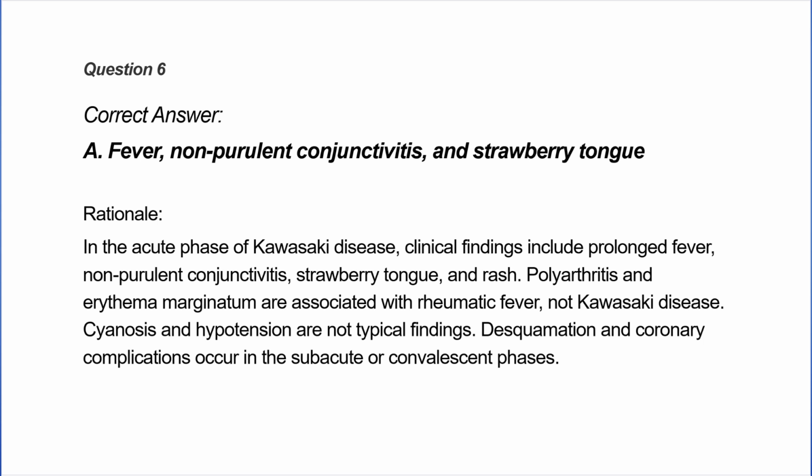Rationale: In the acute phase of Kawasaki disease, clinical findings include prolonged fever, non-purulent conjunctivitis, strawberry tongue, and rash. Polyarthritis and erythema marginatum are associated with rheumatic fever, not Kawasaki disease. Cyanosis and hypotension are not typical findings. Desquamation and coronary complications occur in the subacute or convalescent phases.